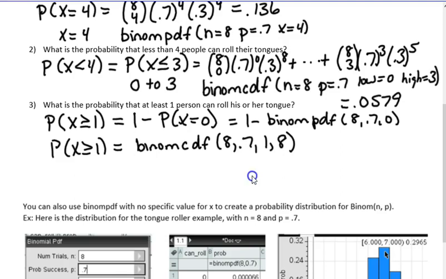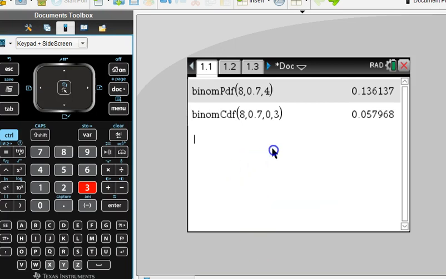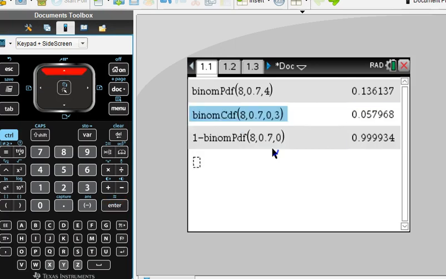So I'm going to just kind of go through the process of that. I'm going to select this and edit it. I can change this to 0 and then do 1 minus this one. Or I could do the CDF and go from 1 to 7, or sorry, 1 to 8.